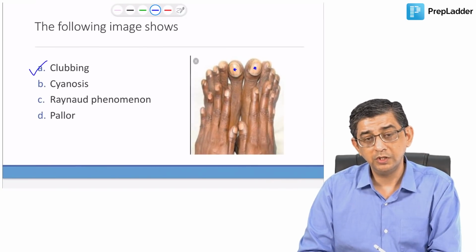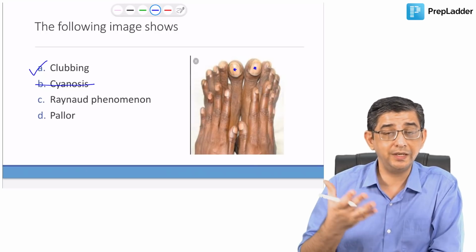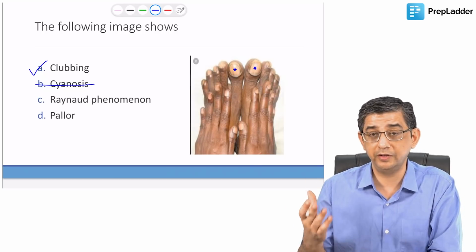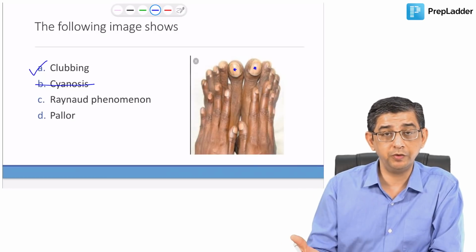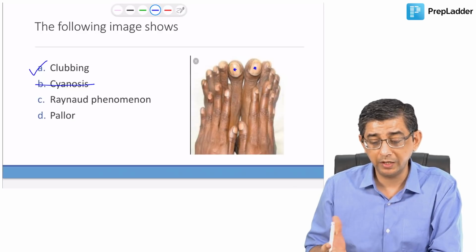clubbing. Well, cyanosis is very difficult to make out in an Indian population because we are dark skinned as compared to Americans. So it's highly unlikely that they gave cyanosis in the image, as some of you were saying, because in a dark textured person, cyanosis will usually not be seen. So it's unlikely to be mentioned.